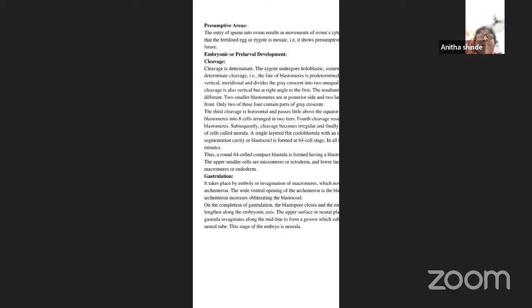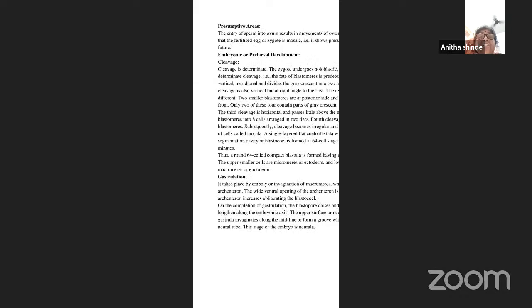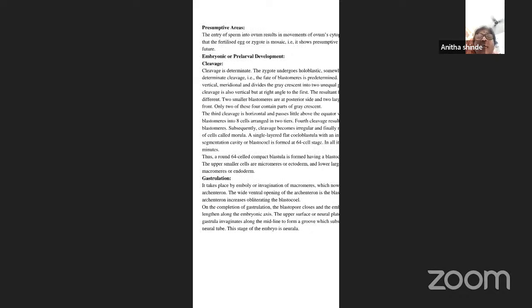Now, these 2 cleavages will be followed by the third cleavage. The third cleavage is called what? Horizontal. It passes a little above the equator and divides the blastomeres into 8 cells, which are arranged in 2 tiers, that is, in 2 rows. Followed by the third cleavage, you have a fourth cleavage, which will result in 16 blastomeres. Subsequently, the cleavage will become irregular.